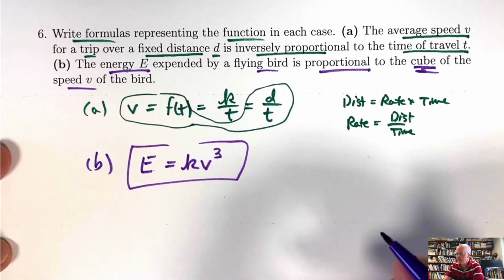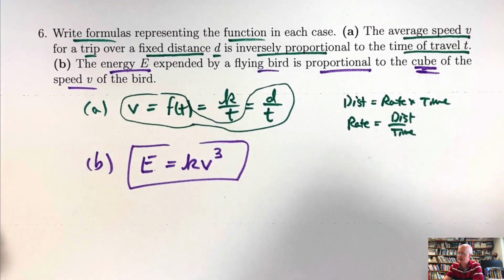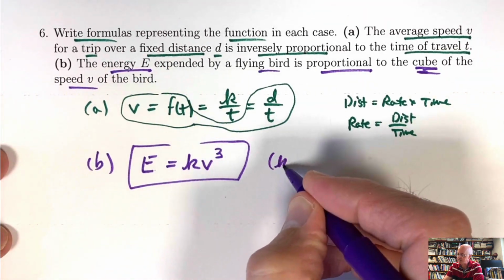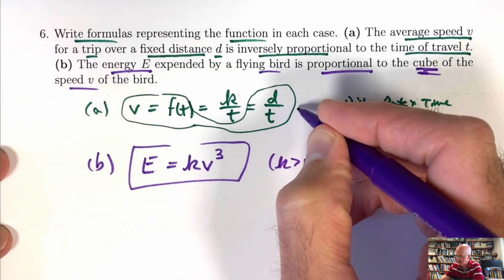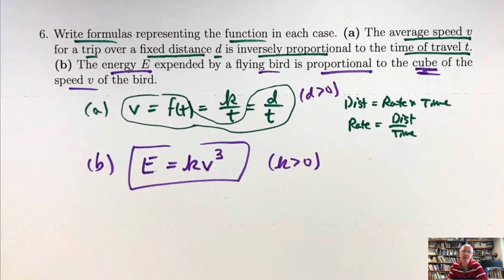All these quantities, by the way, are positive. D is positive, k is positive. That could be remarked as well. Sometimes constants and proportionalities, depending on the application, are negative, and that's worth knowing sometimes.